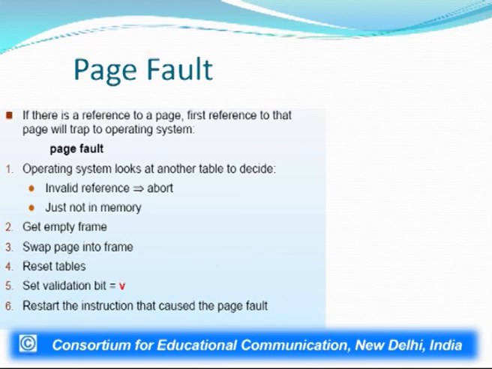And now, the page fault. If there is a reference to a page, the first reference to that page will trap to the operating system. The operating system looks at another table to decide: invalid reference, or just not in memory. Then get an empty frame, swap the page into the frame, reset tables, set the validation bit, and restart the instruction that caused the page fault.